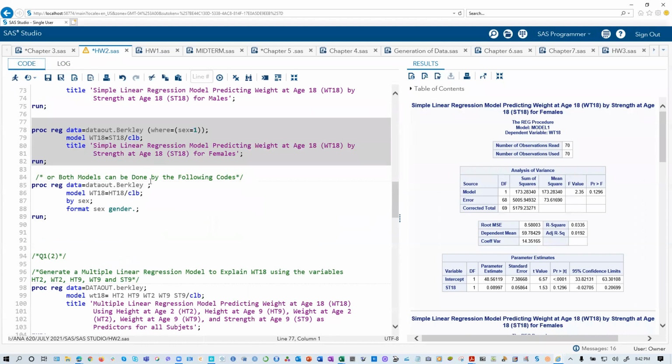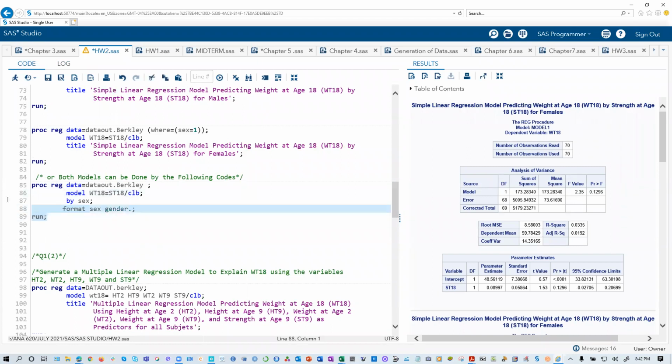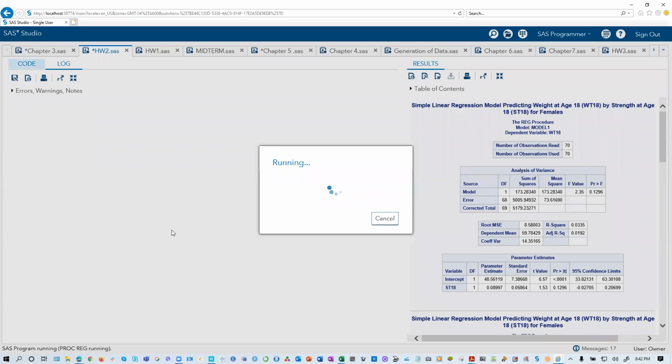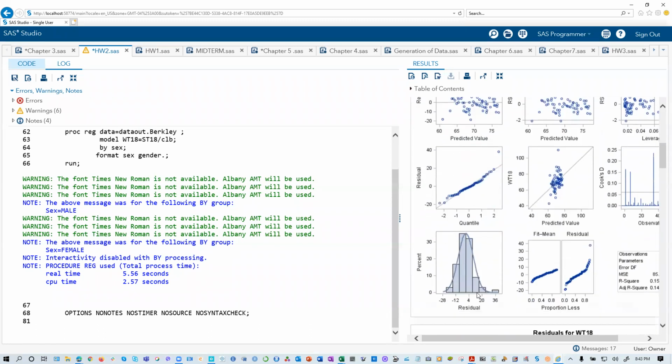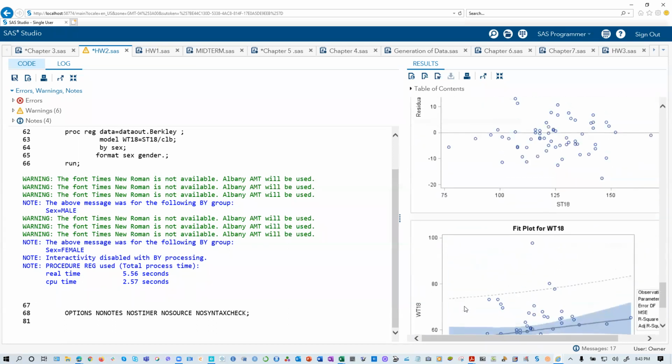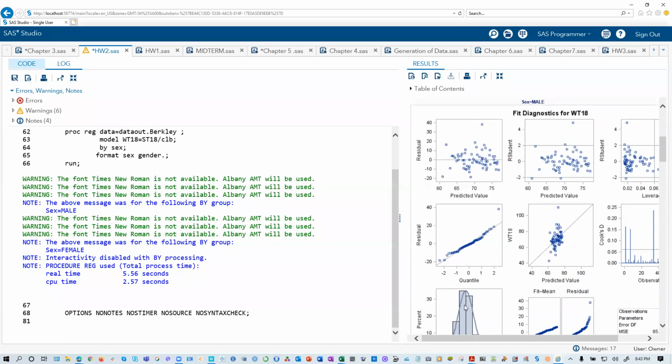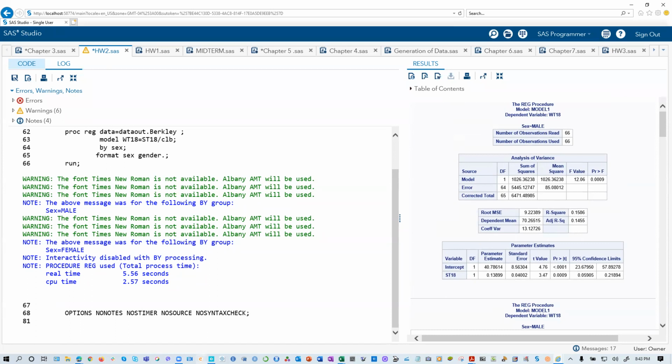Both models can be done by the following code. See this one, ST, then by sex, and it is formatted by gender. As you see, the confidence level for the B as well. You can write the equation. You know how to write the equation. Y hat means the estimated weight at the age of 18, for males and females. You can discuss writing equations and everything here. If you write the equation for those two, we can write this.